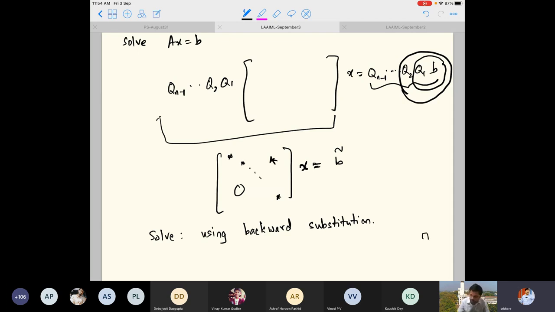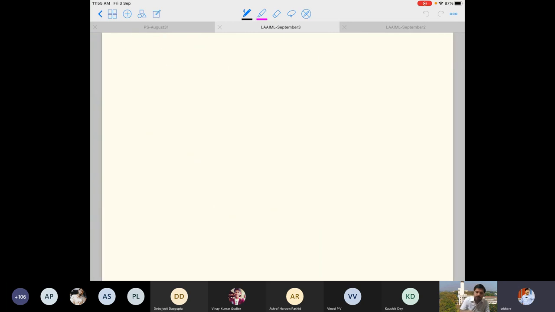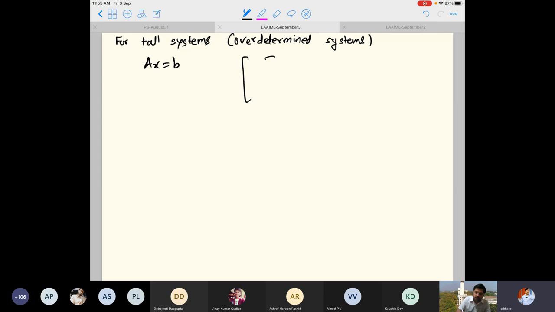Okay, excellent. So if this is clear, then I will just say how QR can be used for rectangular systems, for tall systems or over-determined systems. What is going to happen? Ax is equal to B. Okay, so pictorially, how does it look like? It looks like this. Correct? This is A, this is X, this is B.